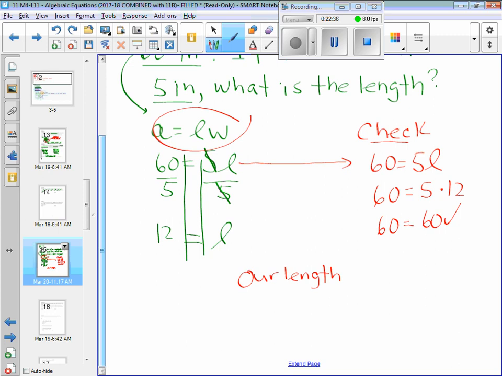Now assuming that if this gets written next year correctly, there'll be a line for you to write out the actual sentence. Our length is 12 what? No, because our area is squared. It's just 12 inches.